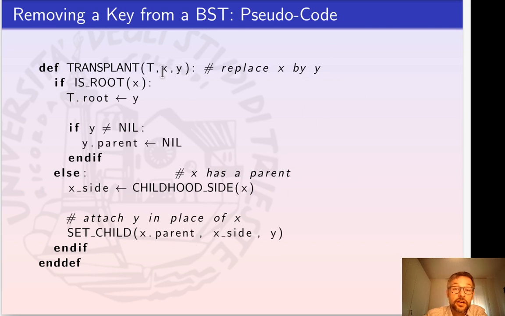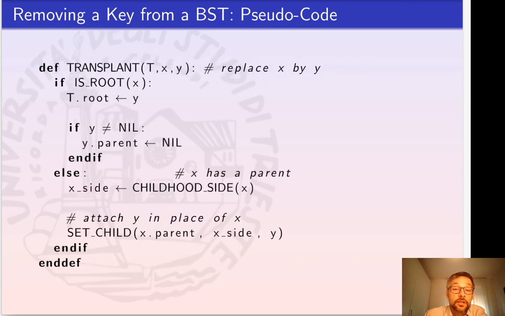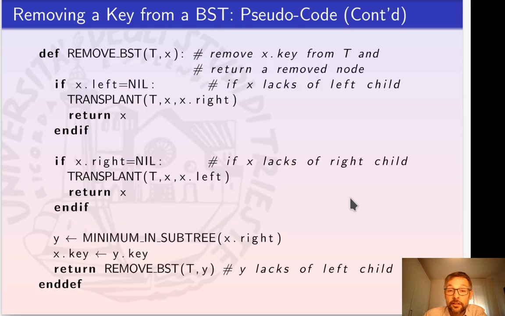Well, once you have x, once you have y, the complexity of this stuff of course is constant, because this operation is constant, this operation is constant, this operation is constant. So this takes time theta of 1, and this is the procedure to remove a node, let's say, from the tree.